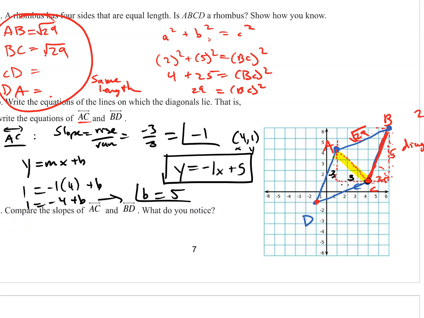Alright, now you get to do the same thing for BD, and it looks like the starting value is pretty easy. I guess I didn't need to do that whole equation. I could have just noticed that the slope is -1. It's going to hit the y-axis at 5. So for BD, get the slope, and then y equals something times x plus 0.